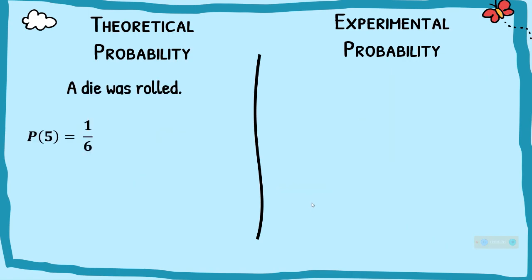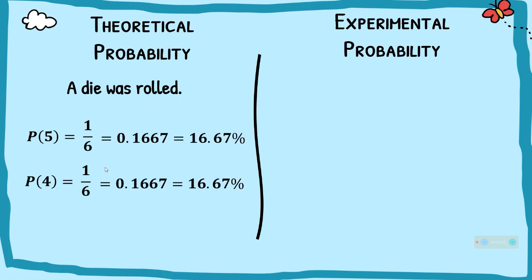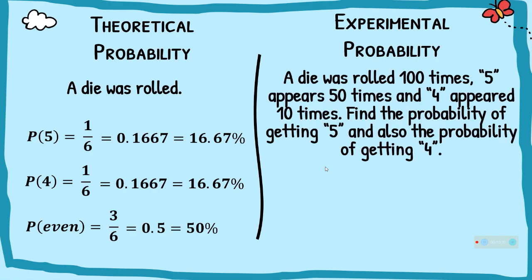Next, let's have a die was rolled. The probability of getting 5 is 1 out of 6. The probability of getting 4 is 1 out of 6. Here again we have the decimal and the percent form. We also have here the probability of having an even number. We have 3 out of 6 because we have 2, 4, and 6. Reduced to lowest terms, it is 1/2, or 0.5, or 50%.